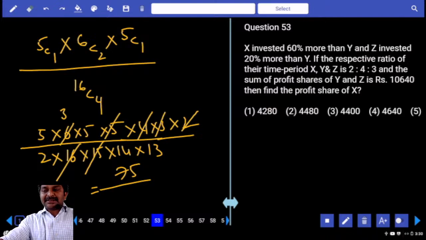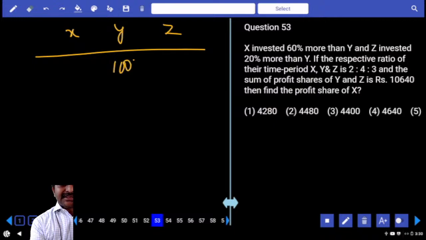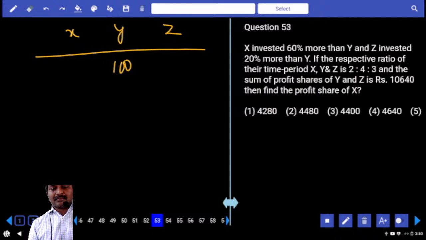X invests 60% more than Y and Z invested 20% more than Y. So X and Z depend on Y. X, Y, Z. If Y is 100%, X is 60% more, which is 160. Z is 20% more, that means 120. So can we write the ratio as 8:5:6? 8:5:6.